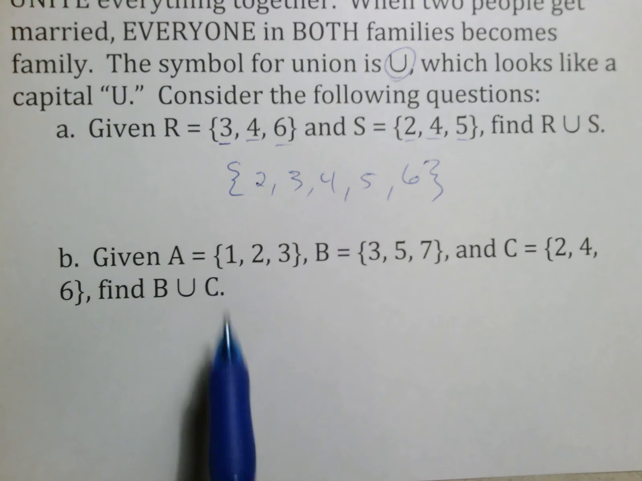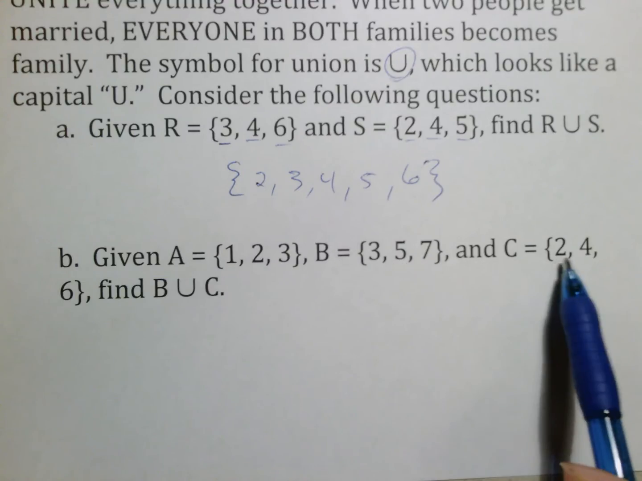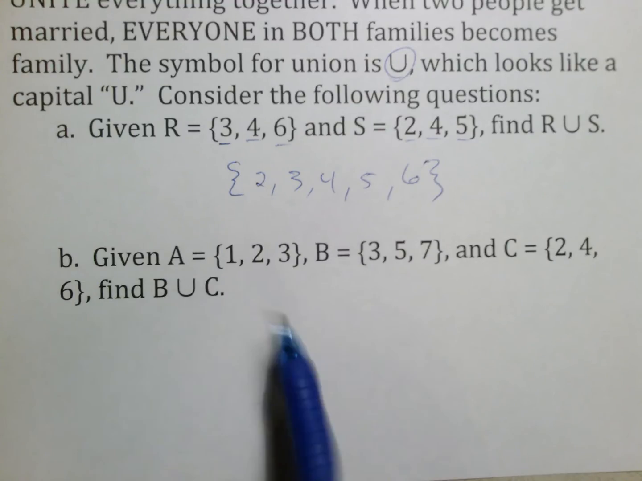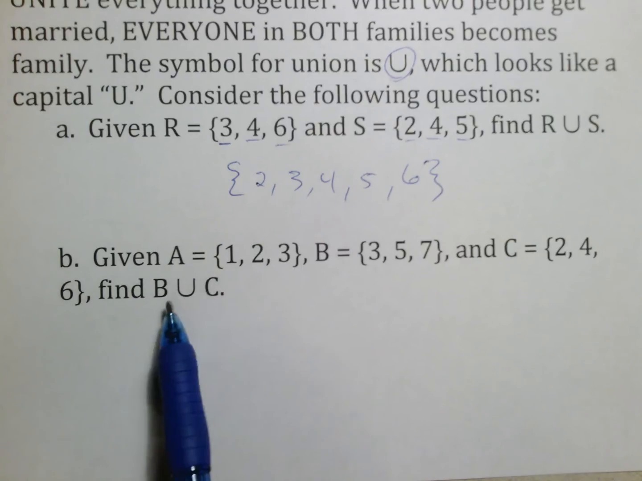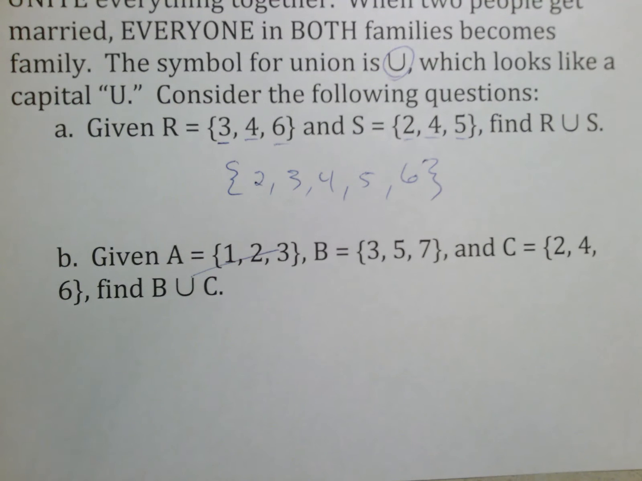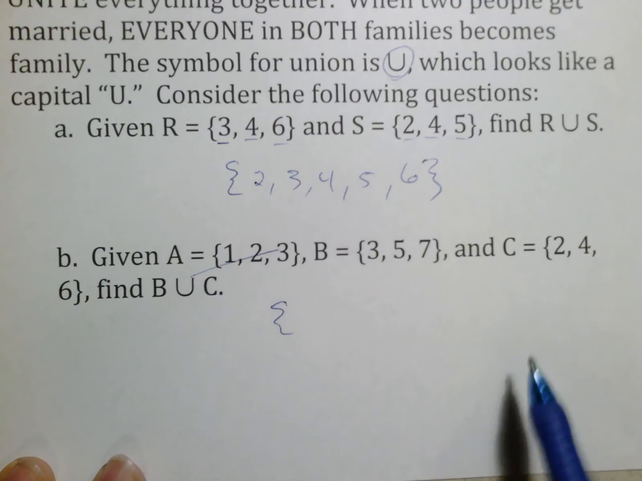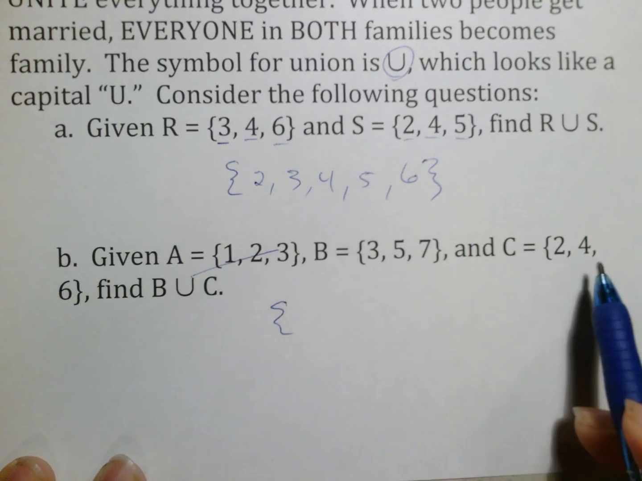Given A is equal to 1, 2, and 3, B is equal to the set of elements 3, 5, and 7, and C is equal to the set of elements 2, 4, and 6, find B union C. Again, that means take B and C and put them together. Because we're talking about B and C, I'm not even worried about what A is right now. I'm looking at these two things, and again, I'm going to unite or put them together. And so I take the brace and I put them in order without repeats.